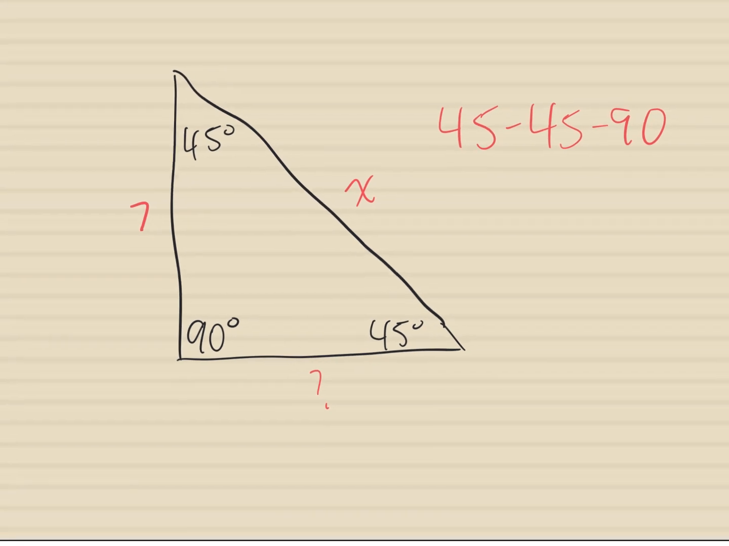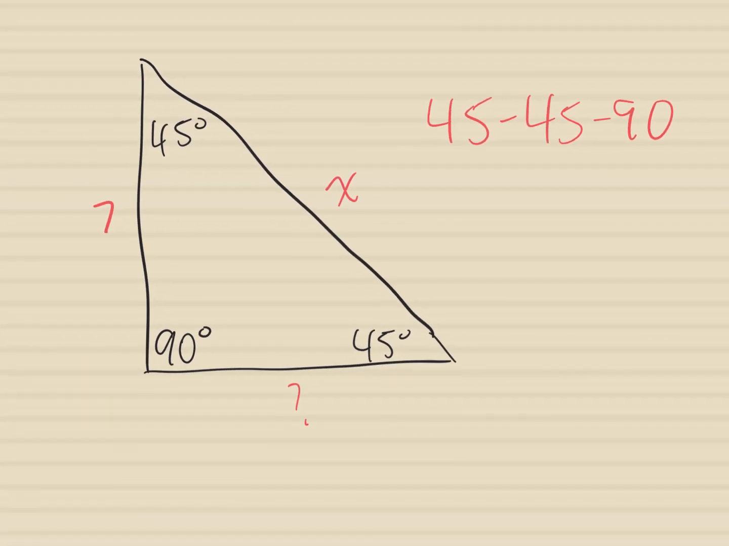What's across from the 45s? They're 7s. Do you agree that they'll both be 7, because the legs should be the same length? Very good. Now, what do I put across from the 90? X. Now, compare them, right? 7 is going to be what letter? Little a. The other 7 is going to be also little a. But x is going to be square root of 2 times a.